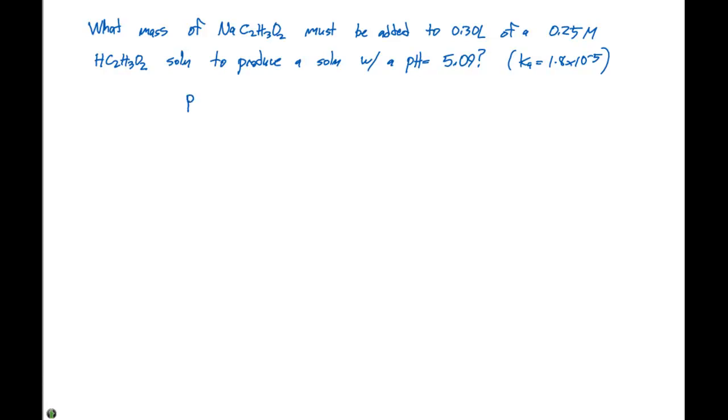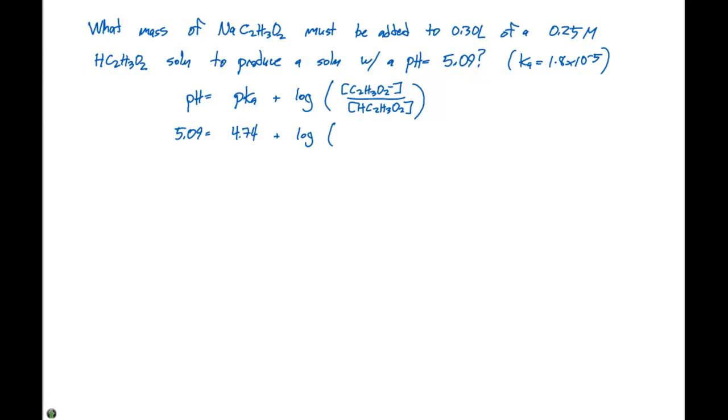Whenever we're calculating problems with buffer solutions involving pH and concentration, we're going to use the Henderson-Hasselbalch equation, which is pH equals the pKa plus the log of the concentration of C2H3O2 minus divided by the concentration of HC2H3O2. We're given that the pH is 5.09. Our Ka is 1.8 times 10 to the minus 5. If we take the negative log of that, we get 4.74.